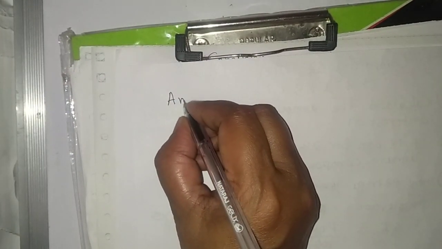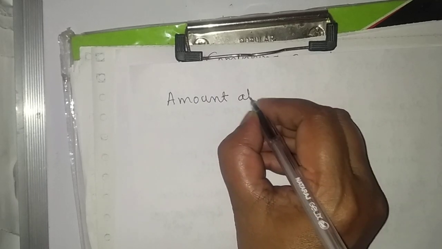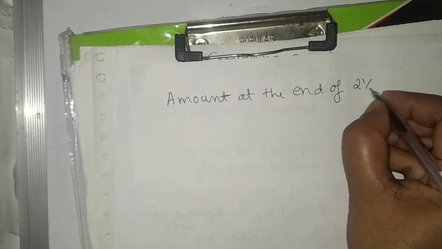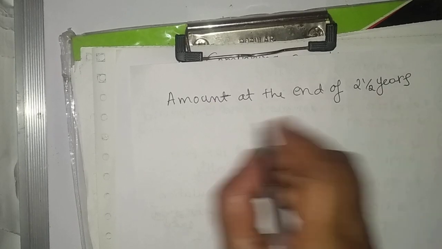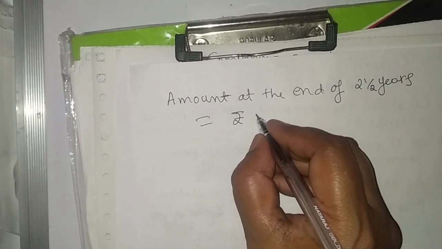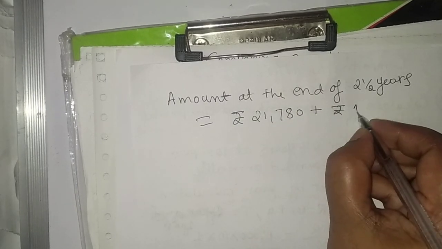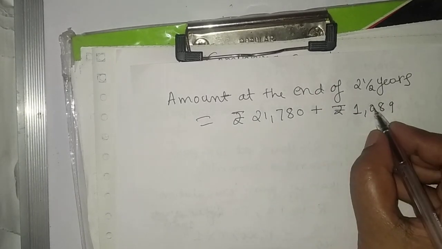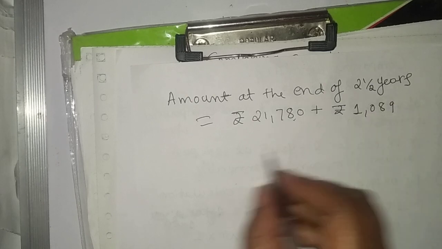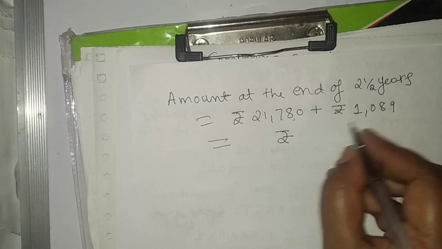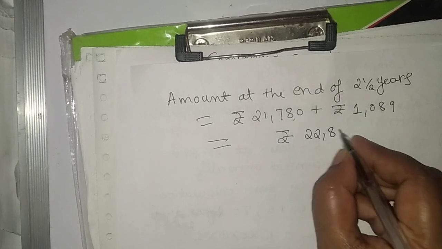After finishing this, we have to calculate the amount at the end of 2.5 years. That is principal 21,780, plus rupees 1,089, which is the SI for the half year. Adding these two, we get 22,869.